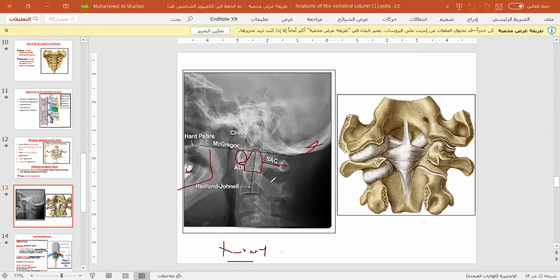This is the spine of the vertebrae. Okay, this is the median atlanto-axial joint, which is a synovial pivot. This is the ligament connecting the axis with the atlas and the skull, like a cruciate ligament, cruciate meaning cross, to prevent disconnection between this vertebra and the skull.